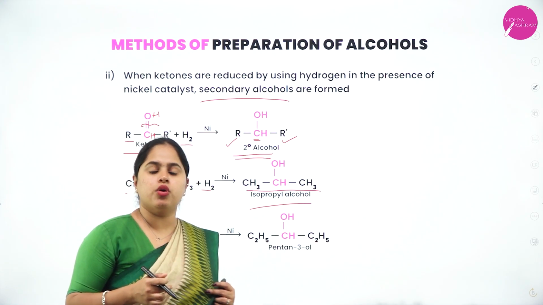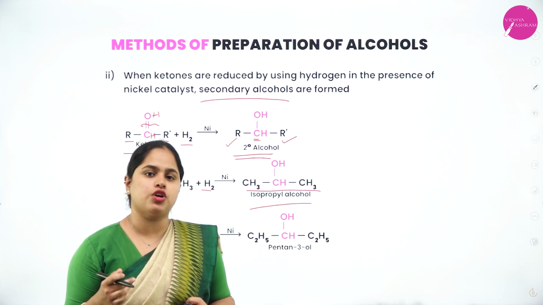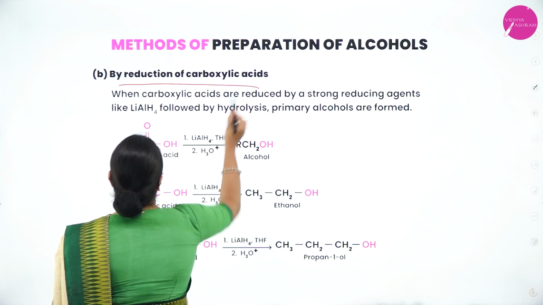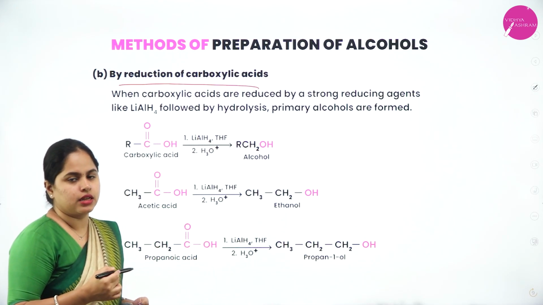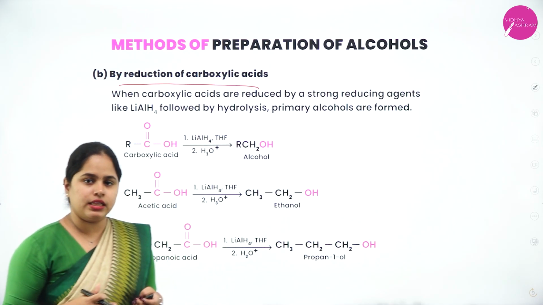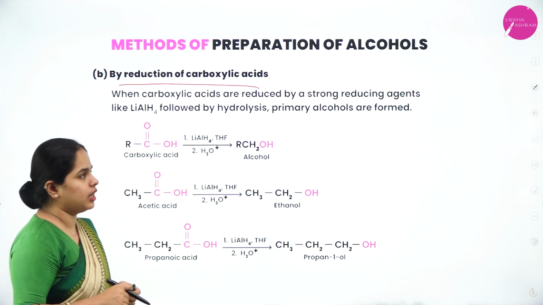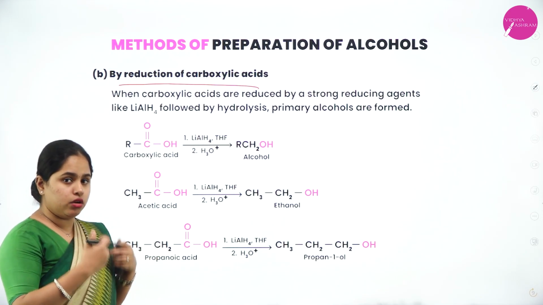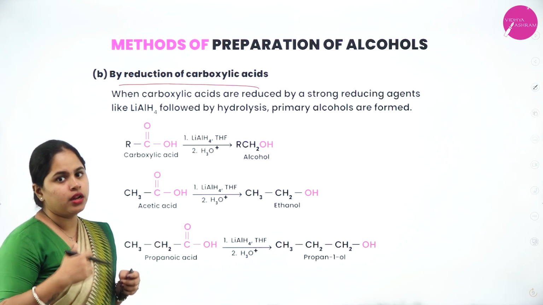In aldehydes, you are going to get a primary alcohol. In ketones, you are going to get a secondary alcohol. Now, the next one is by reduction of carboxylic acid. The first one was by hydrogenation of aldehydes and ketones. Another one is from carbonyl compounds itself, by the reduction of carboxylic acid. We are going to reduce carboxylic acid and form an alcohol.